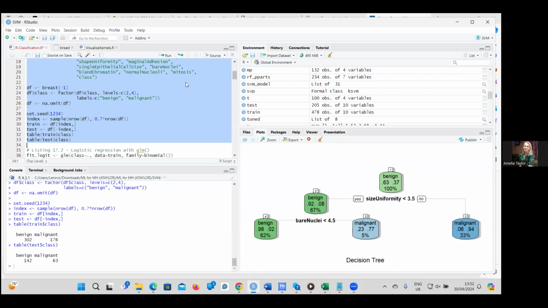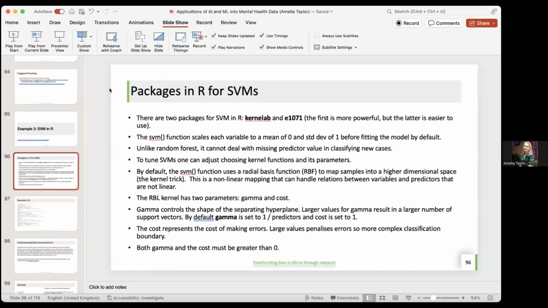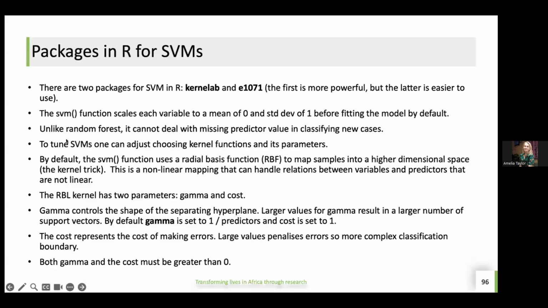Okay, so let me now switch to the presentation again. Right, I'm going to share this with you. So we covered some packages in R. Sorry for the typo there. As I said, there's a typo in the KernLab library. These are the packages that exist in R for support vector machines.